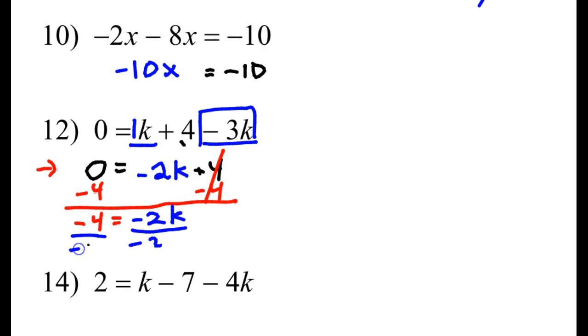So you can see this is a 3-step equation. We had to combine the k and negative 3k, then subtract on both sides, and then divide on both sides. What is negative 4 divided by negative 2? Positive 2 equals k. And normally you would want to write that right below it, but I'm out of room.